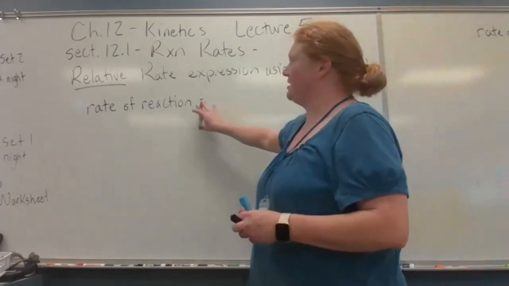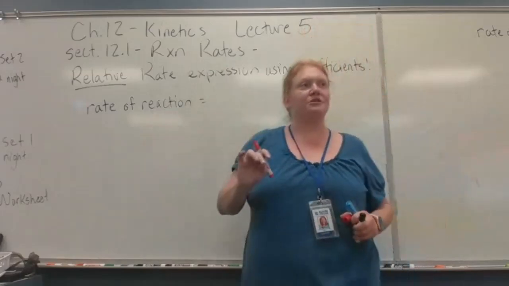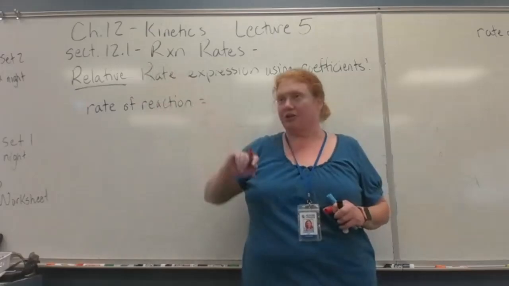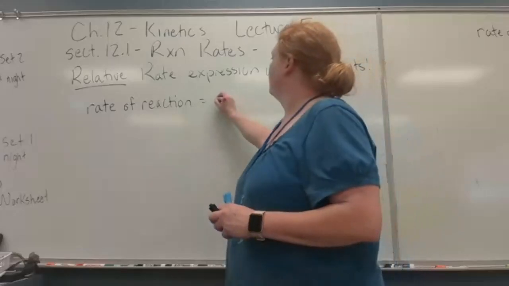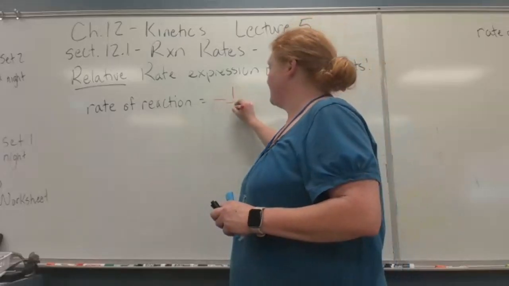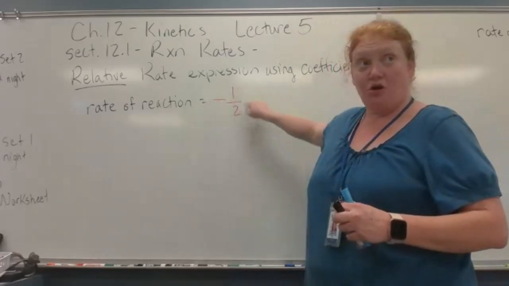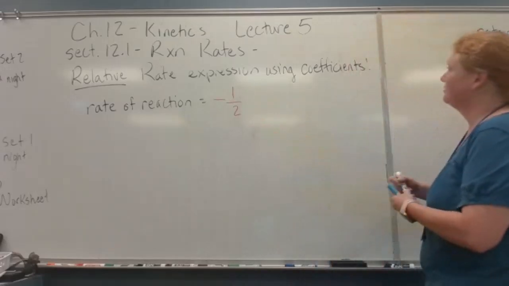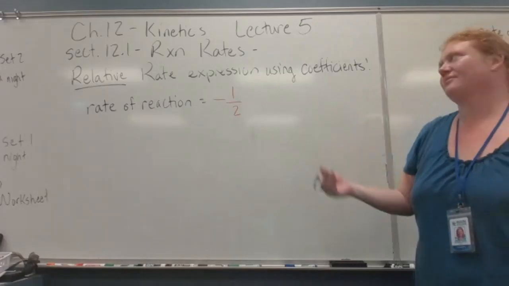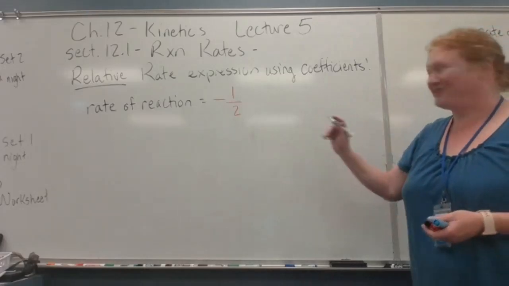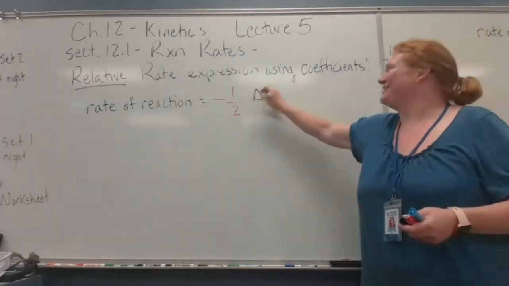This is how you would classically see a relative expression written. What coefficient was in front of the peroxide in the equation that we're looking at? It had a coefficient of 2. And it's a reactant, so it has a negative sign. So see what we do? We put the coefficient in front of the rate.